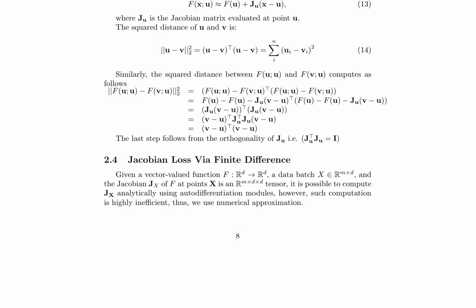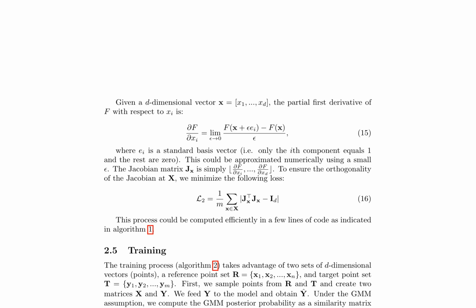Computing the Jacobian matrix for a given function f is crucial. While analytical computation via autodifferentiation modules is possible, it is highly inefficient. Therefore, a numerical approximation via finite differences is employed, as demonstrated in algorithm 1. This approach enables efficient computation of the Jacobian penalty, essential for evaluating the orthogonality of the Jacobian matrix at various data points. The computation of the Jacobian matrix is a crucial step in training a model, particularly in ensuring orthogonality.